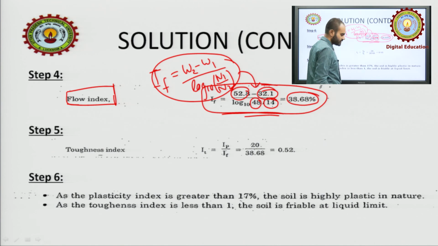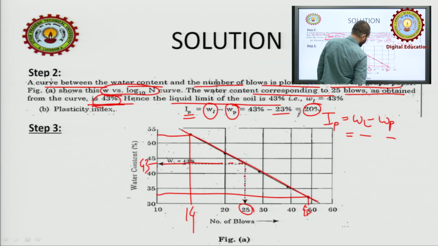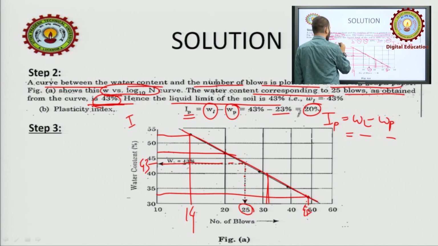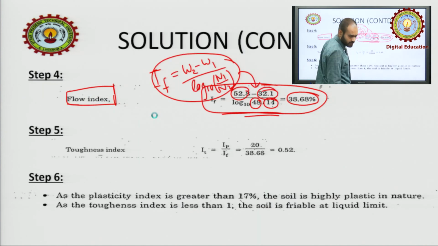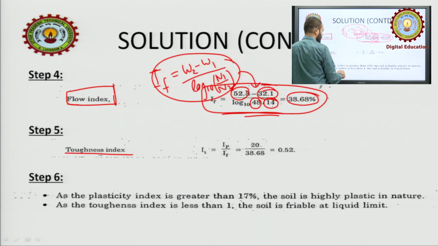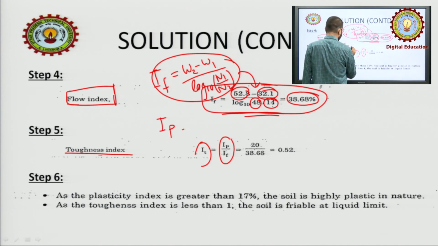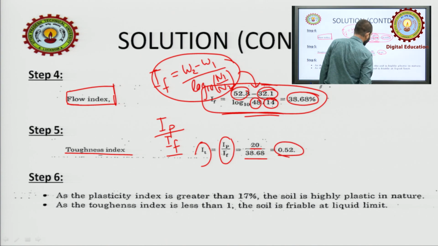It is a straight line, you can see there. So, you need not take only these points. You can take any point here, any point here, and you can calculate the same flow index, and the answer will be the same, because it's a straight line. You can do it with other points also. Finally, toughness index IT is IP upon IF, means plasticity index upon flow index. Both of them you already calculated, so directly you get the answer.